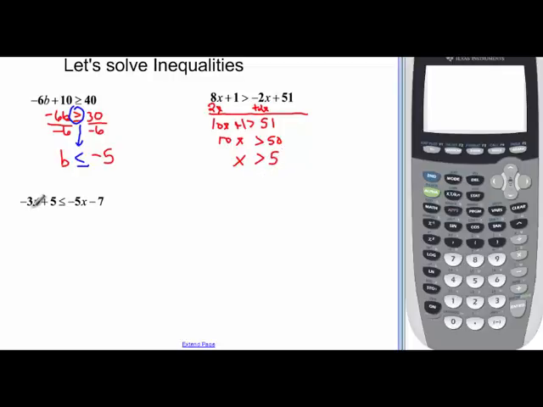Now when you look at this one, we have negative 3x and negative 5x on both sides. It would be better to move the 5 to the other side because it will become positive and be the bigger number. So I'm going to add 5x to both sides. So 5x plus a negative 3x will give me 2x plus 5 less than or equal to negative 7. And then I'm going to subtract my 5, and 2x will be less than or equal to negative 12. And when I divide by 2, I'm again dividing by a positive, so my inequality stays the same, and x is less than or equal to negative 6.